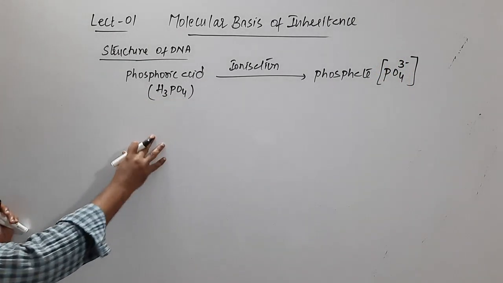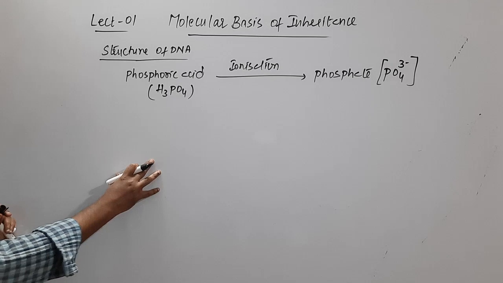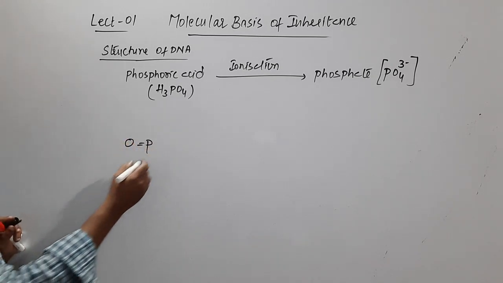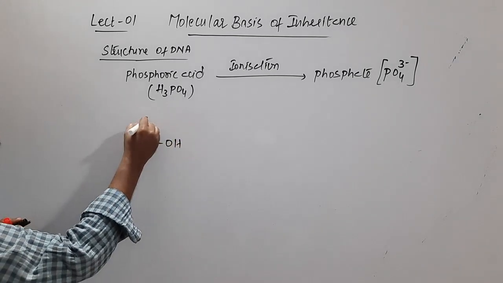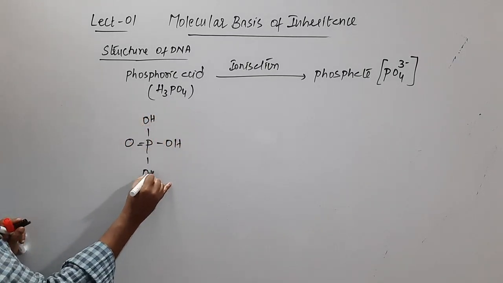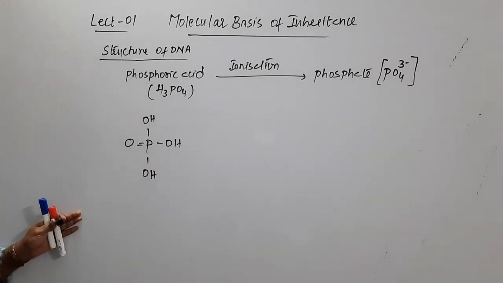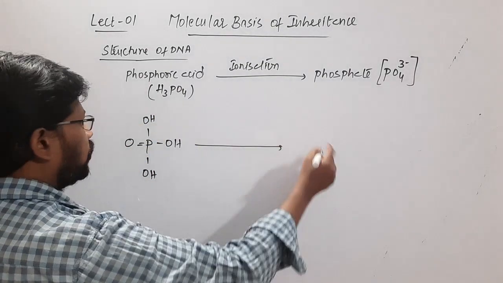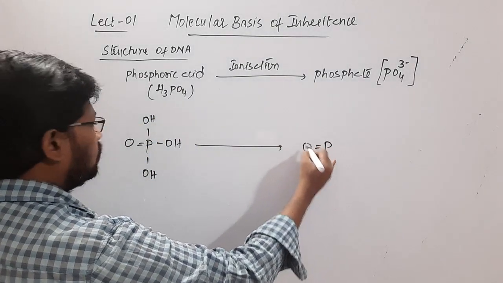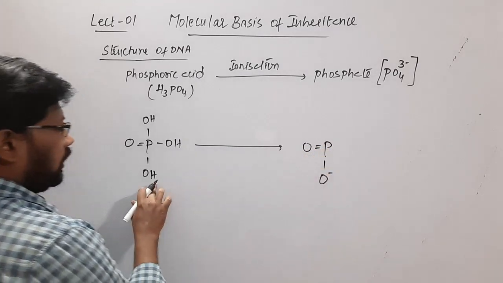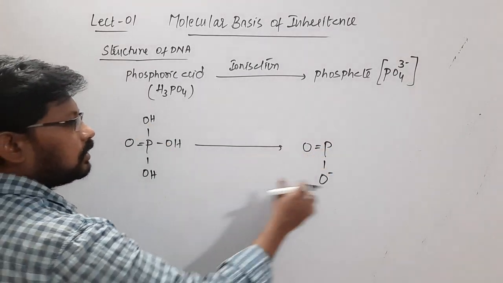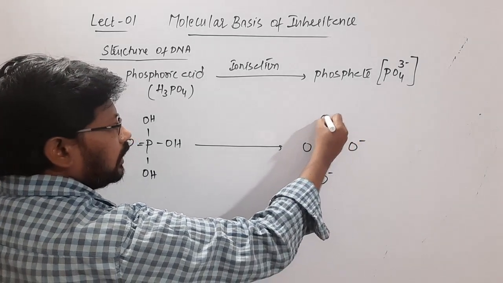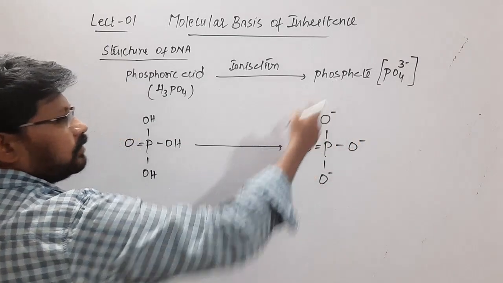Now if you look at the structure of the phosphoric acid, you will see P double bond O, and then here you have OH, and here we have OH, right? And this becomes the phosphate, so P double bond O. Here the H, all these will be removed, so it will get a negative, so O minus, and here also the same. So this is the phosphate.